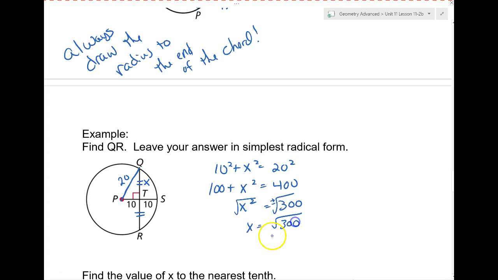Is that in simplest radical form? What is it? 10 root 3. Okay, so this is 10 root 3, but is that my final answer? No, I need the length of segment QR. So I've got to double it. It'll be 20 root 3. What do you guys think? Make sense?